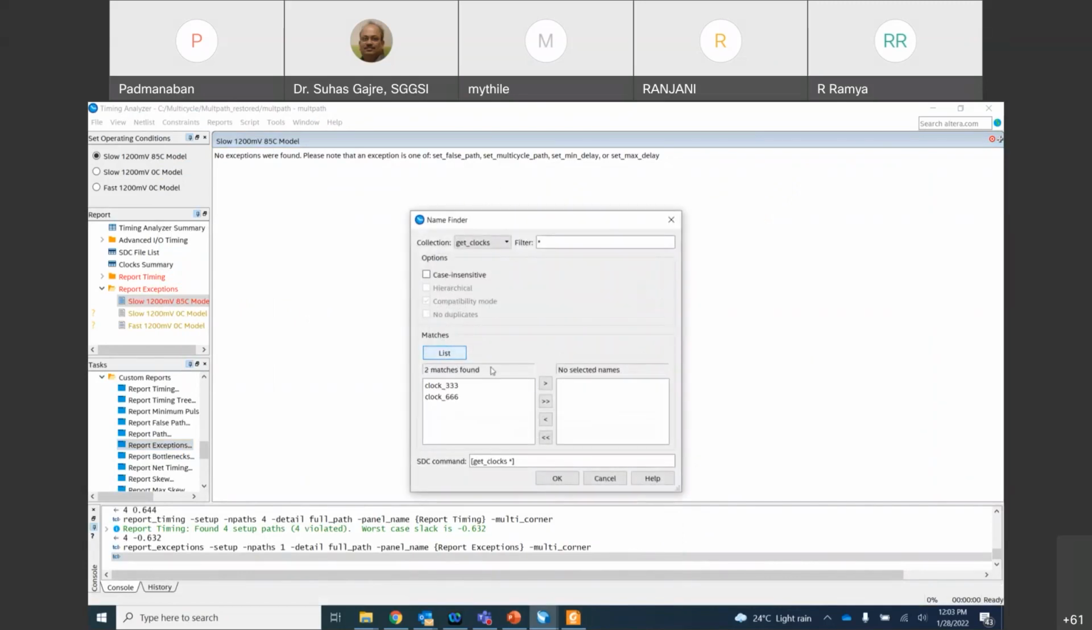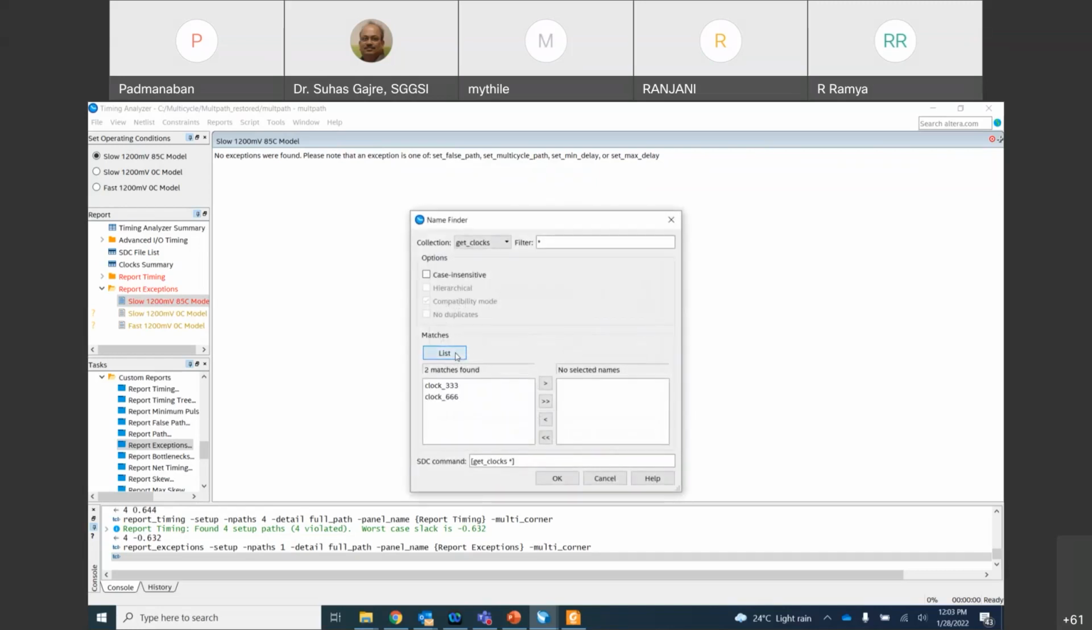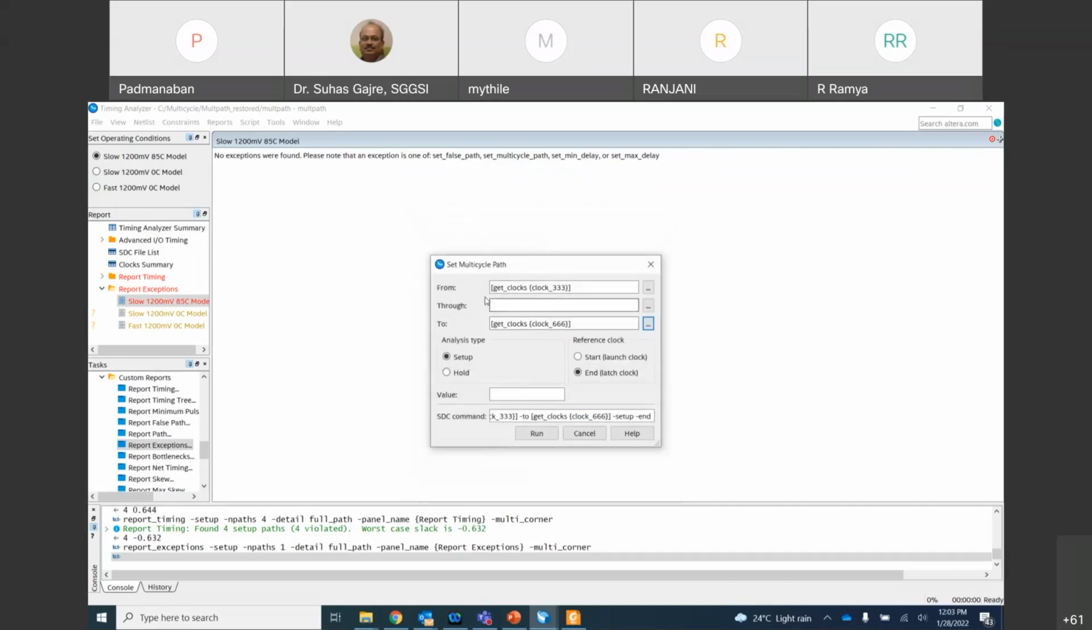I can say list. There are 2 clocks, so I can just click here, from the 333 megahertz clock. Okay. Then I should say 2. Then I can click here, list, and say the 666 megahertz clock. So from get clocks 333 to get clocks 666 and value 2. 2 means 2 clock periods. It is not 2 nanoseconds. Don't get confused. Here 2 means it is taking 2 clock cycles.